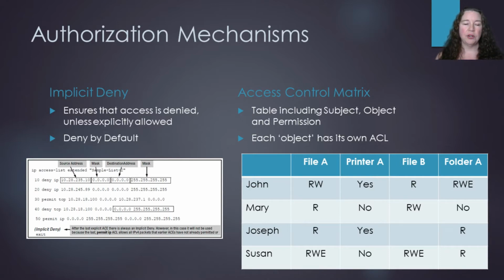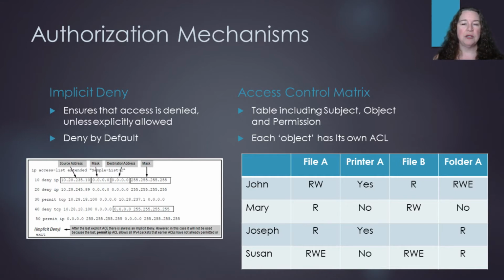Another option we have for an authorization mechanism is an access control matrix. A matrix, or an ACM, is a table that includes the list of subjects down one side, the list of objects across the top, and then the cell in between that subject and that object is the permission for that person for that object. So each individual object essentially has its own access control list that says John is able to read and write, whereas Mary is only able to read, and Susan is able to read, write, and execute for file A.